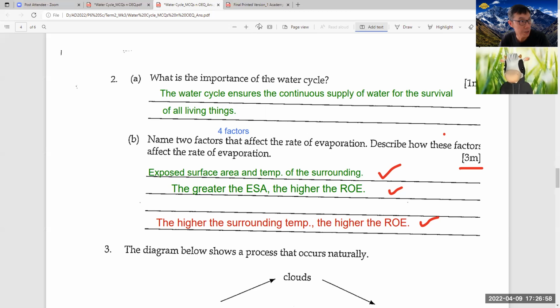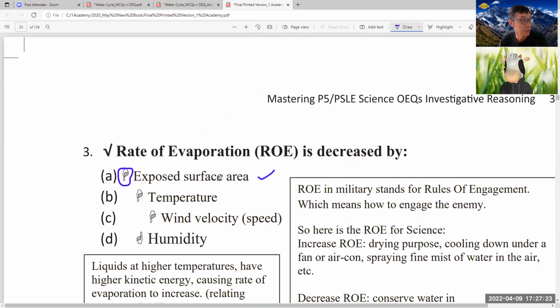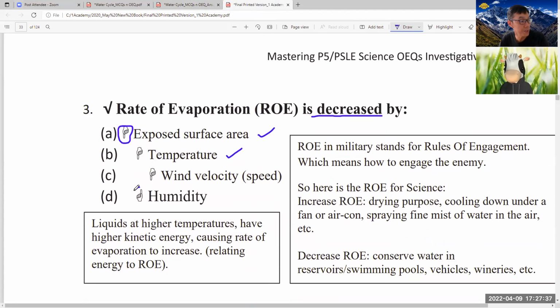I'd like to draw your attention to these 4 factors, which I printed in my book here. Rate of evaporation, ROE, is decreased by. So if you want the rate of evaporation to decrease, there are these 4 options. Number 1, you decrease the exposed surface area. Can you see this hand pointing downwards? Means decrease. Secondly, you decrease the temperature, because I want the rate of evaporation to decrease. Thirdly, decrease the wind velocity or the wind speed. But finally, you see this one pointing up.